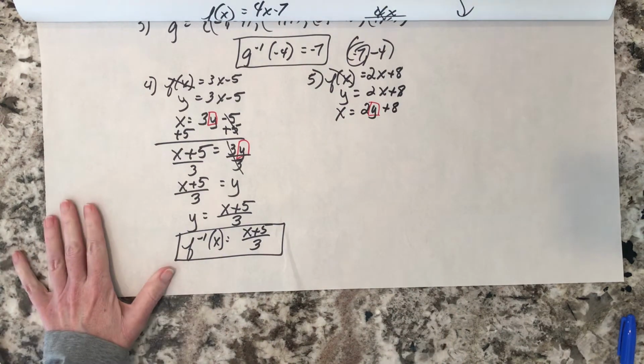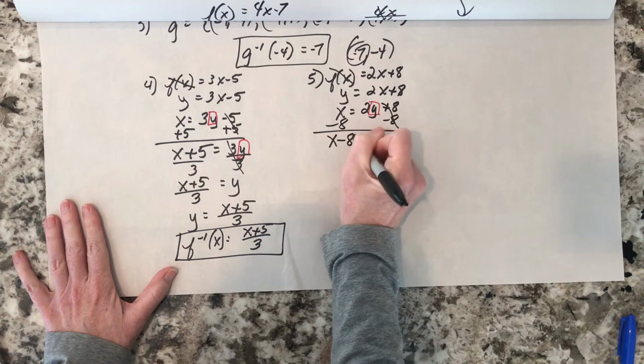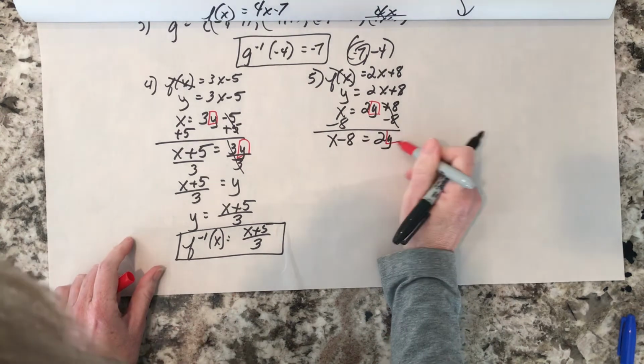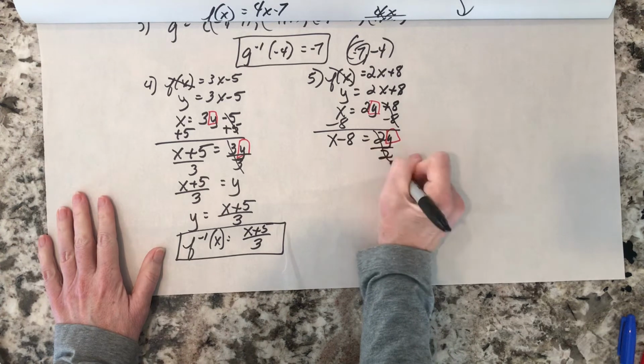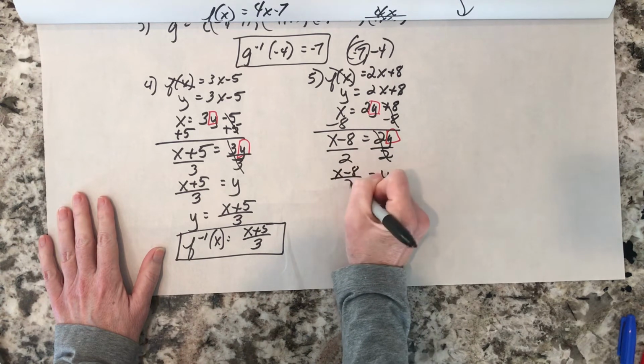And now you're going to spend some time getting y by himself. Isolate the y. So you're going to move the 8 over first. x minus 8. Still trying to solve for y, so we're going to divide both sides by 2. So y equals x minus 8 over 2.